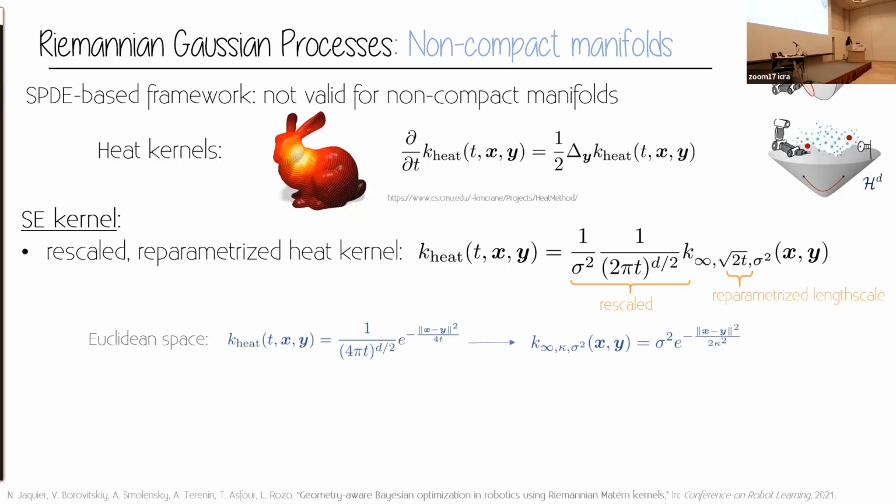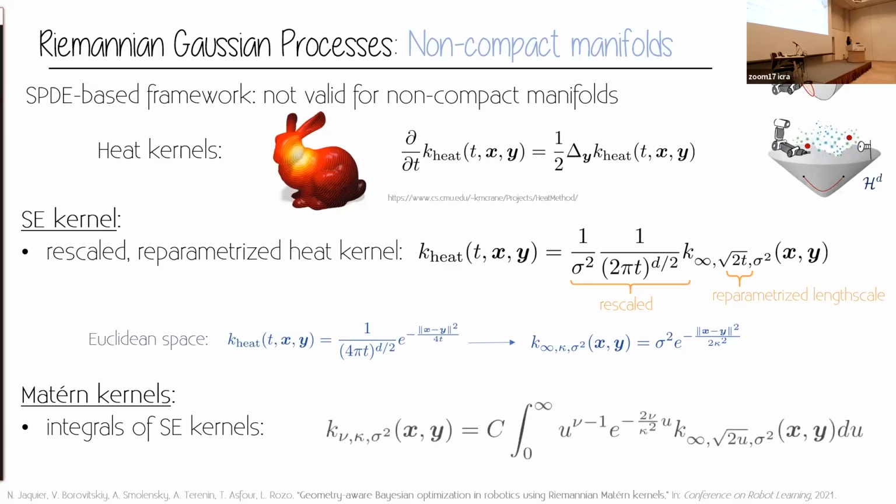In Euclidean space, this is how it looks. The heat kernel has the shape here on the left, and the squared exponential kernel has the shape here on the right, and you see that you basically rescale the length scale parameter here, and you put another constant in front, and they're equivalent. Then if you want to have Matern kernel, you define them as integral of squared exponential kernel following this formula that you have here, and you can then obtain different types of Matern kernel for non-compact manifolds.